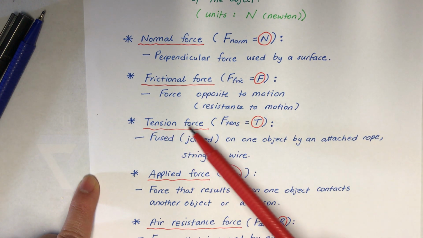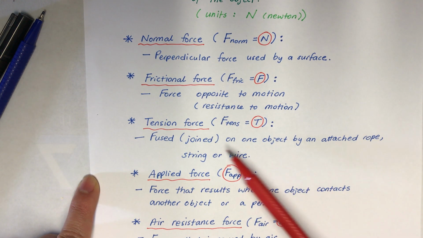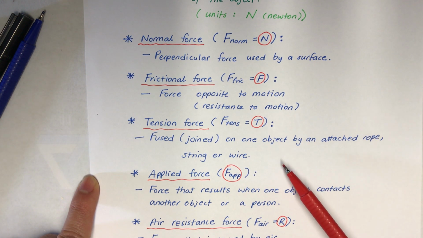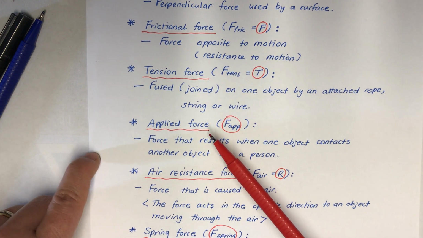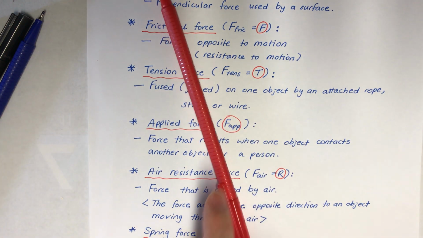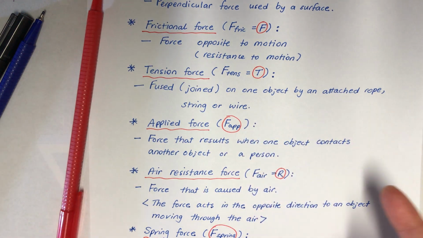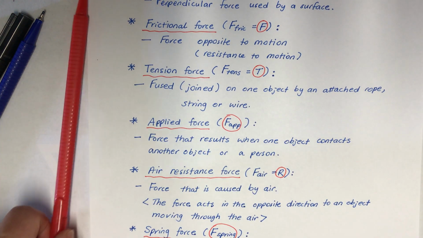Okay, and then tension force. Tension happens with something that is attached to a rope, string or wire. Most of the time it will be just one rope, one string, one wire. And applied force. Applied force is the force that results when one object contacts another object or a person. So if I had this object and I apply my force this way, that's my applied force. Or I could pull something, so that's applied force.